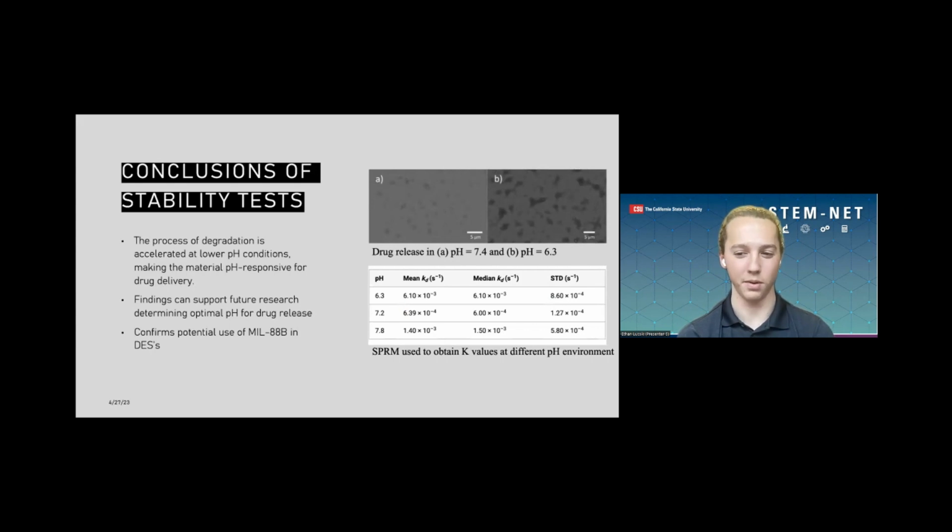And there's a paper that was recently published by our lab following the conclusion of the stability test. So we were excited to get that research out there.